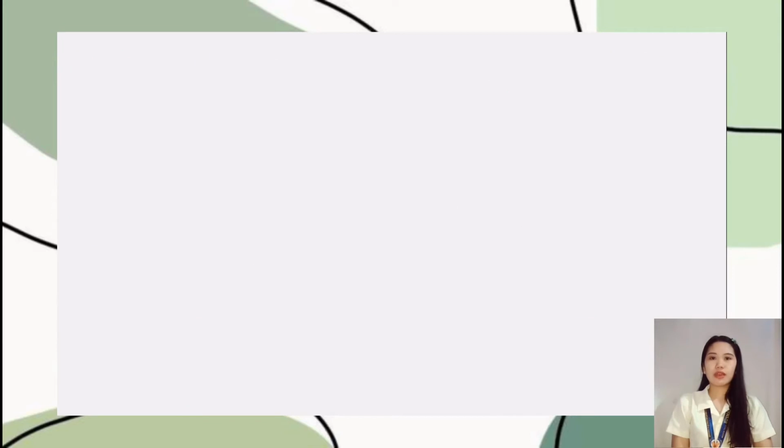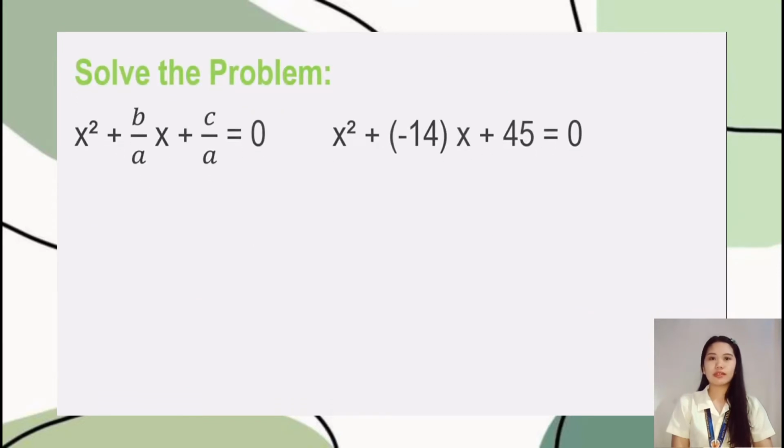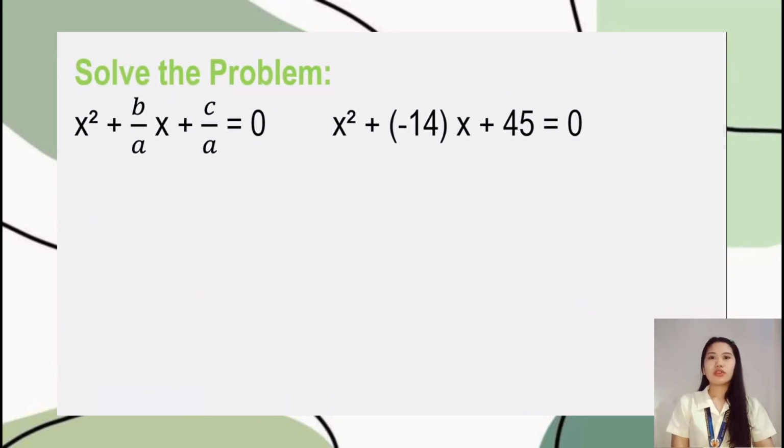x squared plus b over a x plus c over a is equal to 0. What we are going to do is just substitute the values for the sum and the product. So our b over a is equal to negative 14x, plus the c over a is equal to 45. So x squared minus 14x plus 45 is equal to 0.